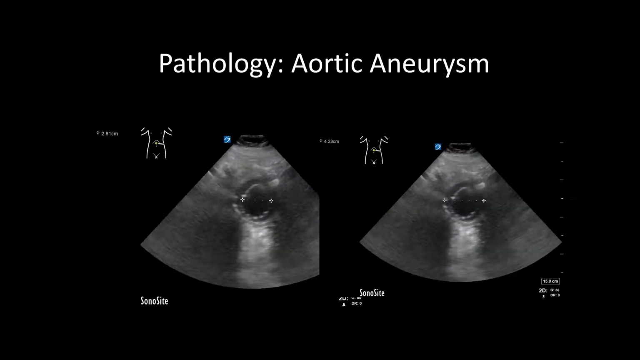Let's look at some pathology. In this view, we can see an aortic aneurysm with a stent in place. Note the hyperechoic circle within the aorta that's being measured on screen left. If we took an inner to inner diameter, this aorta would appear normal, which it clearly isn't. On screen right, they are measuring outer wall to outer wall, showing the 4.2 centimeter AAA.